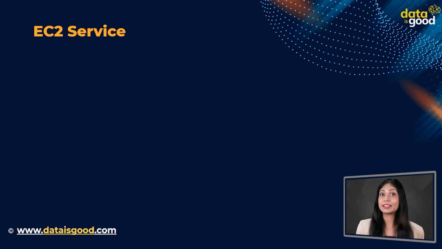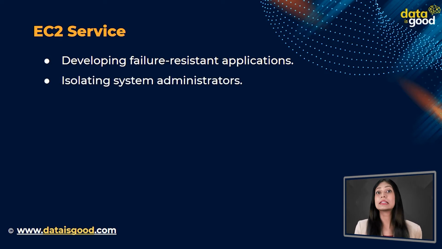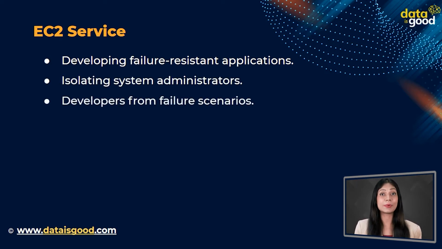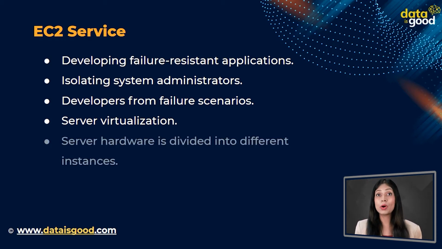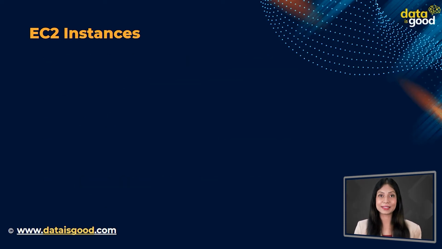Amazon EC2 provides tools for developing failure-resistant applications while isolating system administrators and developers from failure scenarios. EC2 is based on the server virtualization concept, in which the full computing power of server hardware is divided into different instances and delivered to the end user via the internet as a computing instance. Great, so we saw what EC2 service is, and now we will look at EC2 instances.